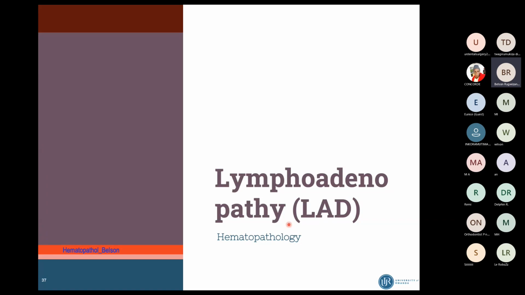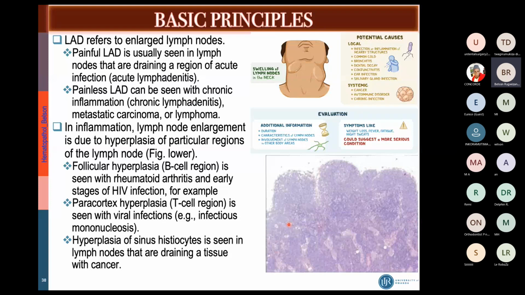So lymphadenopathy ni term ikoreshwa ushaka kuvuga gusa ko umuntu afite enlarged lymph node. So it is not a diagnosis, ni nka syndrome. Umuntu ashobora kuba afite lymphadenopathy y'ubwayo ari leukemia cyangwa lymphoma irimo, ishobora kuba ari infection such as tuberculosis and so on. So that's why when you diagnose, you said someone is having lymphadenopathy, it is not a diagnosis, but of course it helps you to narrow down the possible consequences.